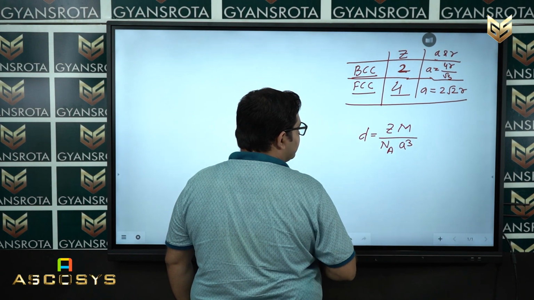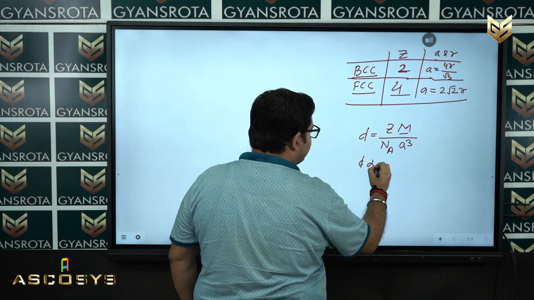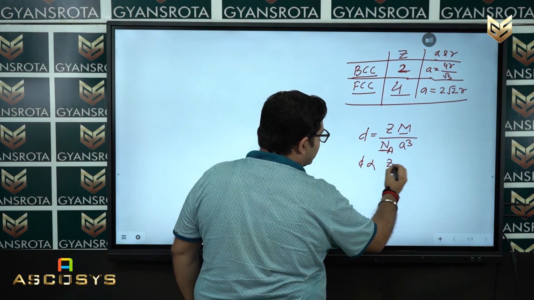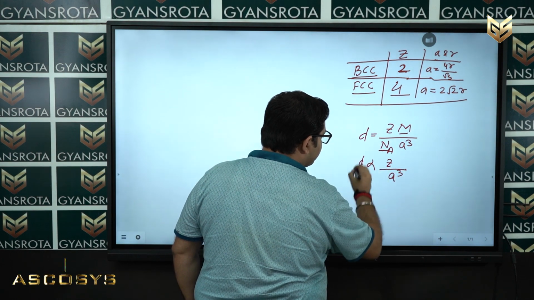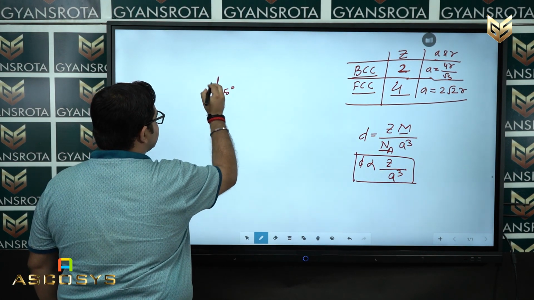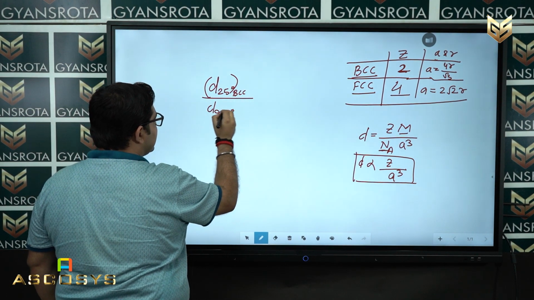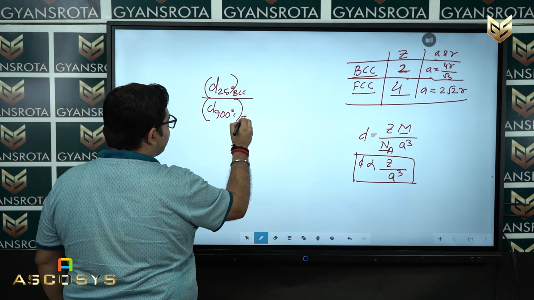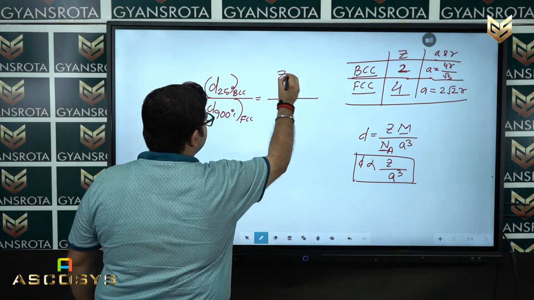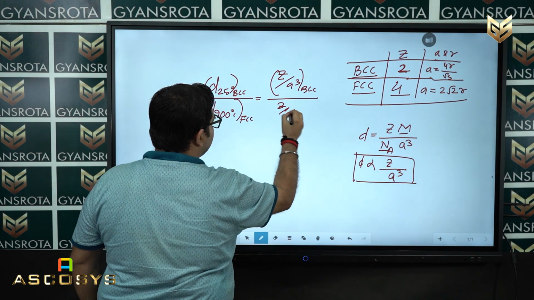So, this formula we are going to use here, but they already mentioned in the question that your mass and your atomic radius are constant. So D is directly proportional to Z, because the Na value is already constant, and inversely proportional to A cube. Now D at 25 degrees Celsius will behave as BCC, and D at 900 degrees Celsius will behave as FCC. It is already mentioned in the question. So, if you see, Z by A cube for BCC and Z by A cube for FCC.